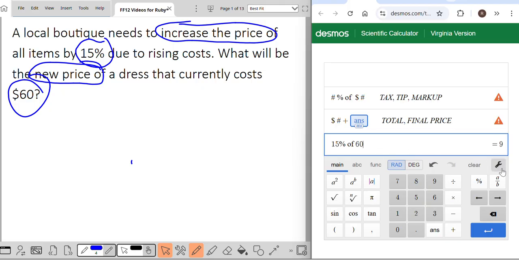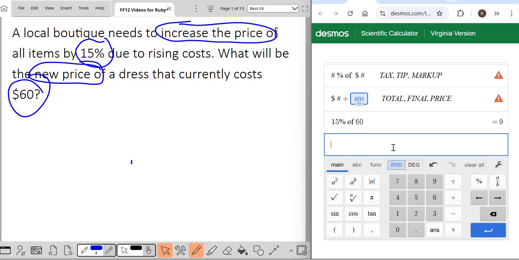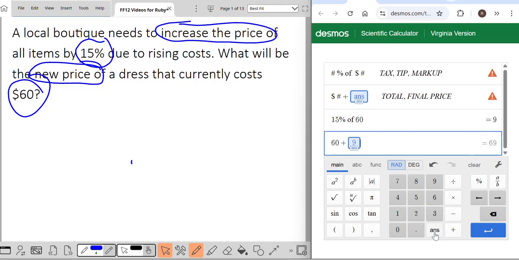That tells you how much they're going to increase the price by, but this wants the new price of the dress. So let's start with the price of the dress, just like it says here, and then we're going to add our answer from above. So that means your new price for your dress will be $69. All right, let's go to the next one.